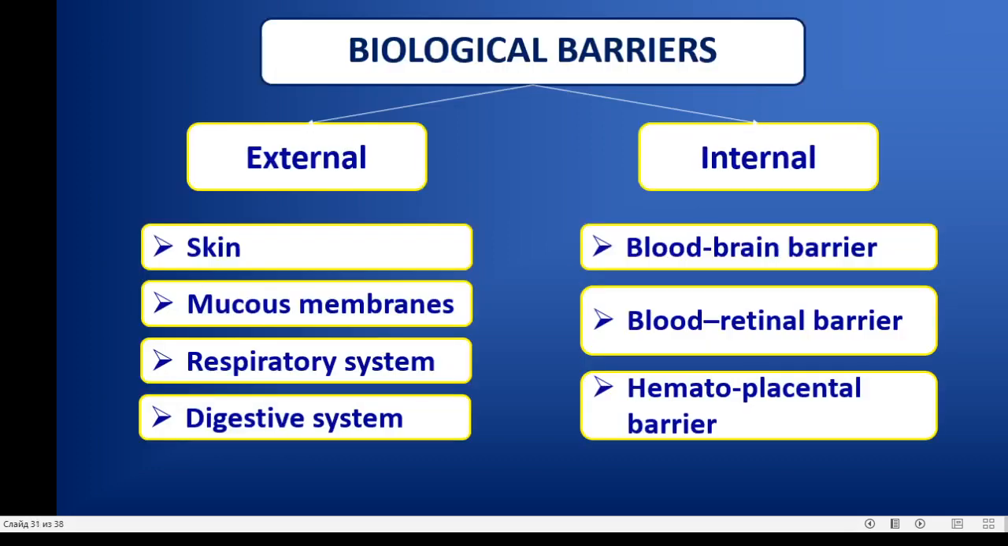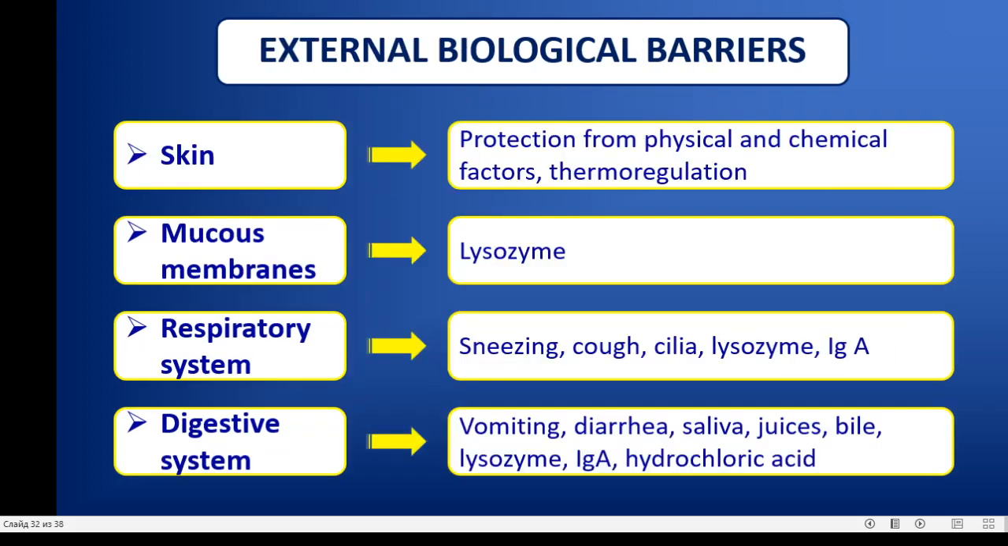Biological barriers are divided into external and internal. External: skin, mucous membranes, respiratory system, digestive system. Internal biological barriers: blood-brain barrier, blood-retinal barrier, hematoplacental barrier. External biological barriers: skin. Skin function: protection from physical and chemical factors, thermoregulation.